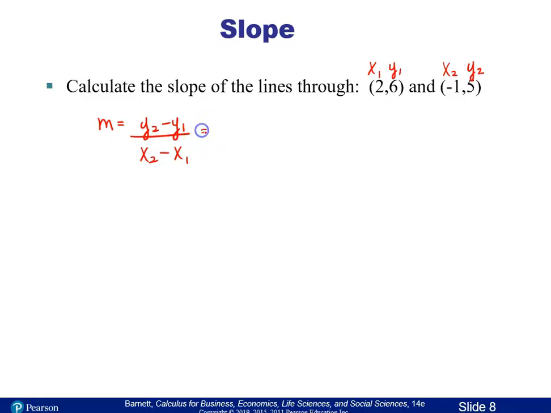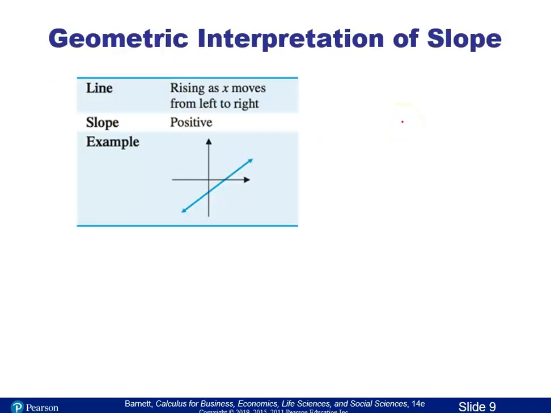Okay, so if I'm going to plug into this, y2 will be first, so 5 minus 6 over -1 minus 2. So I'm going to end up with -1 over -3. And we know that a negative divided by a negative is in fact a positive. So basically our slope is 1 over 3. So for every 1 unit that I rise, I'm going to run 3 units.